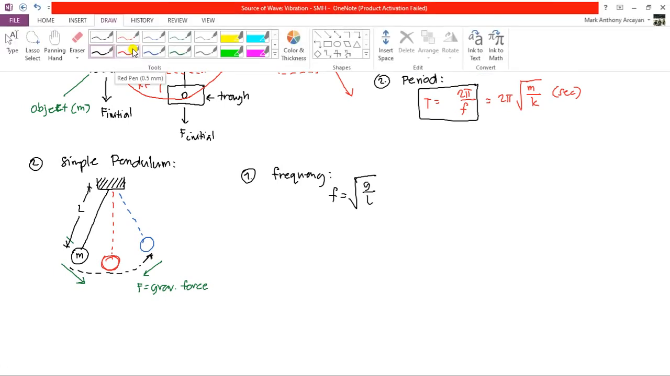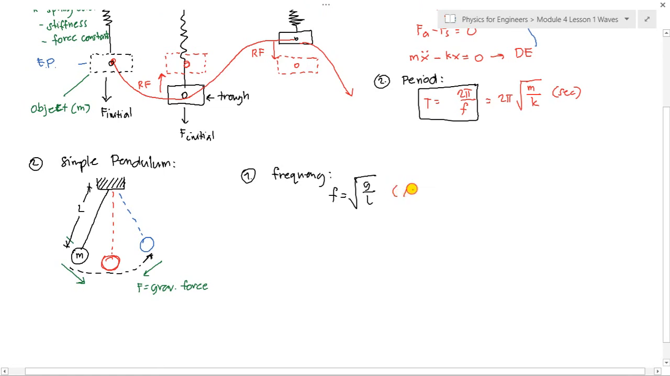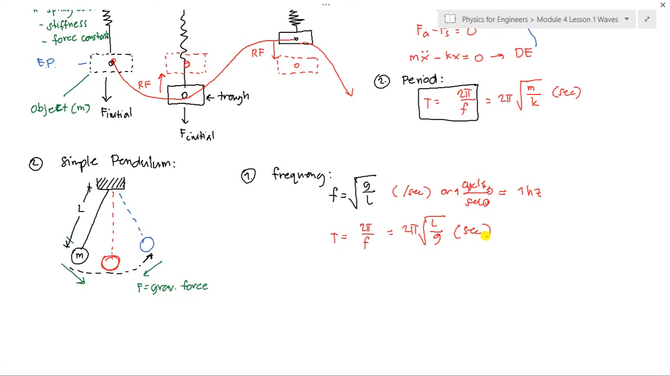The frequency is in per second, or cycles per second, and we know that 1 cycle per second is equal to 1 hertz. If you see hertz, it means frequency. Second, the period T is equal to 2 pi over f, which is the same as 2 pi square root of L over g. The unit here is seconds. So that is for the frequency and the period.